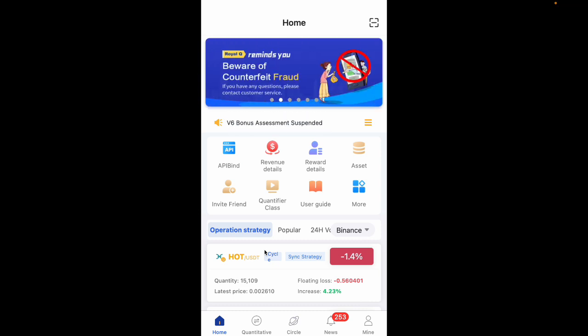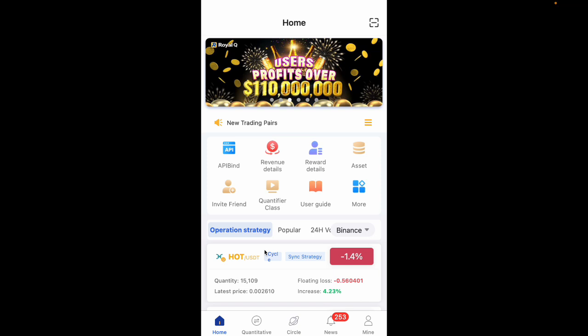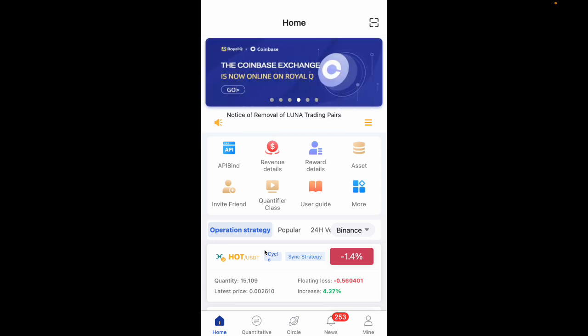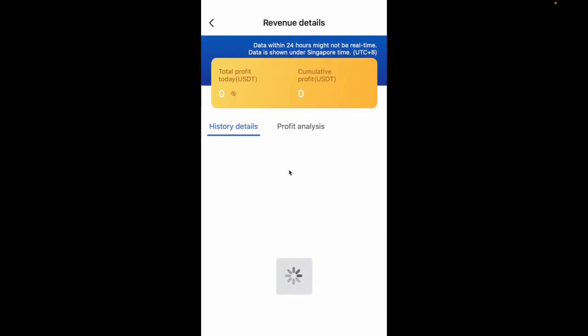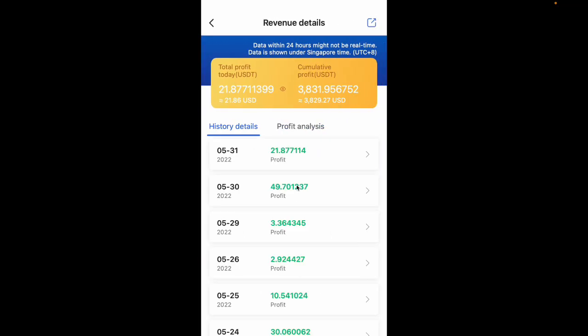Remember, if you would like to sign up for RoyalQ, where the artificial intelligence bot will do the trading for you in cryptocurrency, your money is safe in your exchange. Nobody is touching your money. So you see my 1,500 that I showed you earlier, it is safe in my account. Nobody is touching it because I have access to it. And look at the amount of profit I have made. 3,831. That is a lot of money, guys.